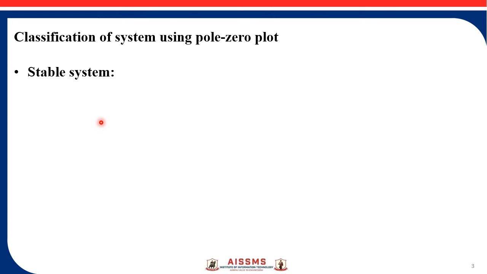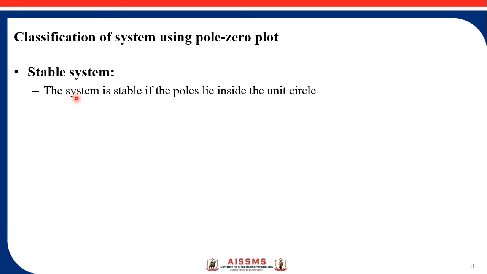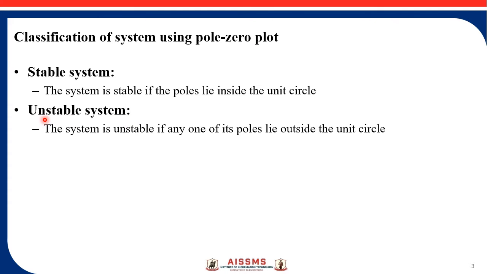Let us first of all learn how to classify the system using pole zero plot. A system is defined as stable if the poles lie inside the unit circle, and it is defined as unstable if any one of its poles lies outside the unit circle. This unit circle concept is for discrete time sequences, and if it is a continuous time signal, then if the poles lie in the left half of the S-plane, the system is stable.